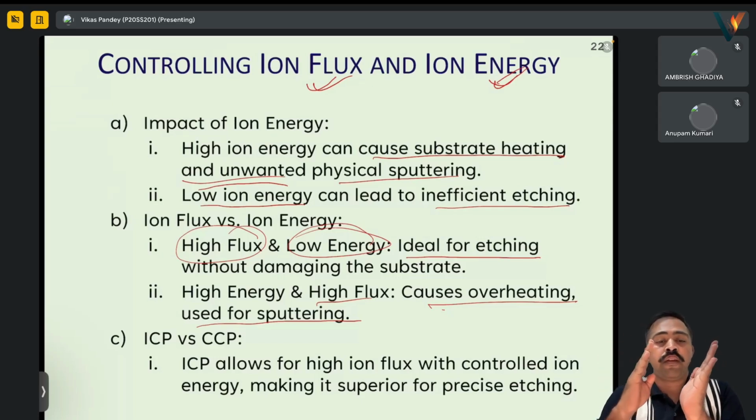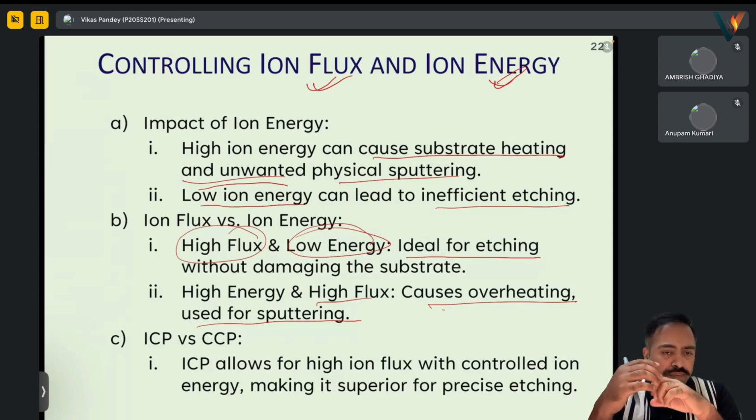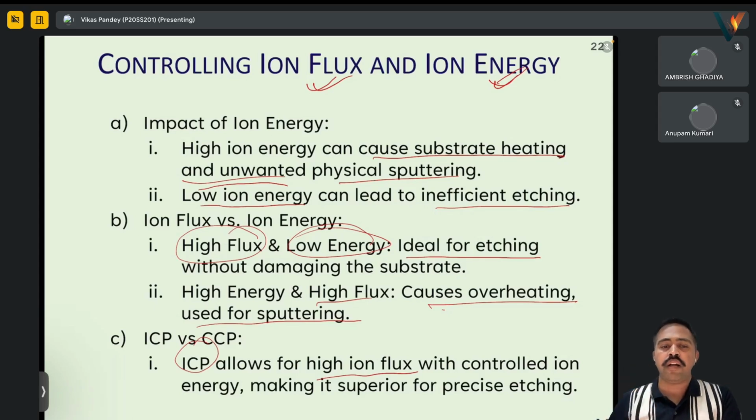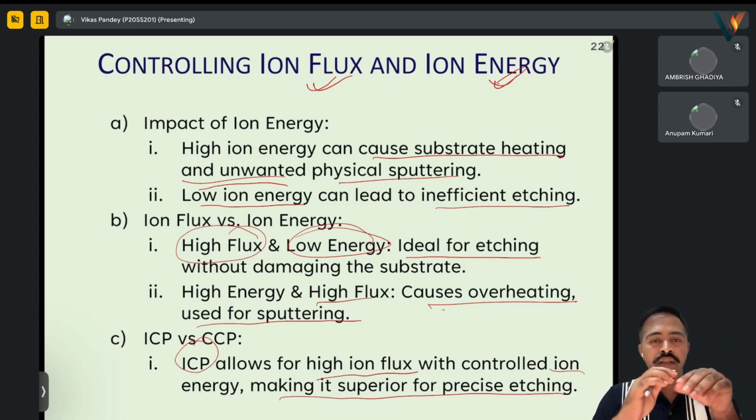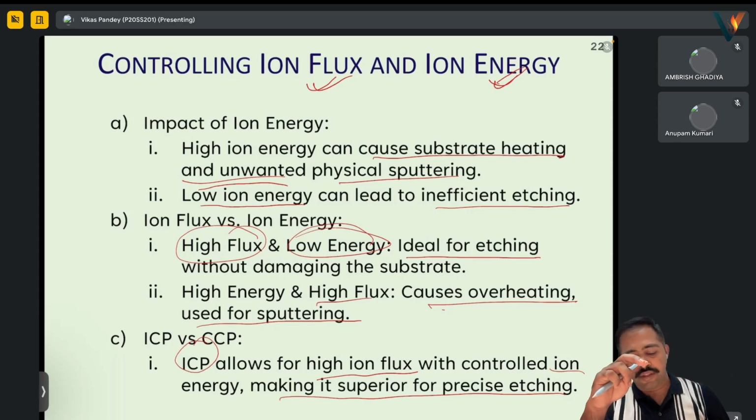So if we compare ICP and CCP, inductively coupled plasma and capacitively coupled plasma, ICP allows for high ion flux with lower ion energy, and that is why it is superior for precise etching. We have a large amount of small, low energy ions. If it is in less density, it will be inefficient, but we have an adequate amount of plasma forming at low energy, so it will be slow and precise control will be there.